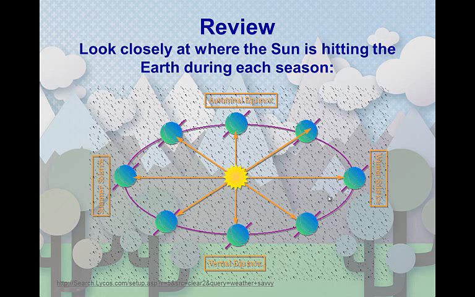Okay. At the autumnal equinox, the sun is hitting the equator. Equinox, equator. At the summer solstice, it is hitting the Tropic of Cancer. In the vernal equinox, or the spring equinox, it is hitting the equator. The winter solstice, it is hitting the Tropic of Capricorn.